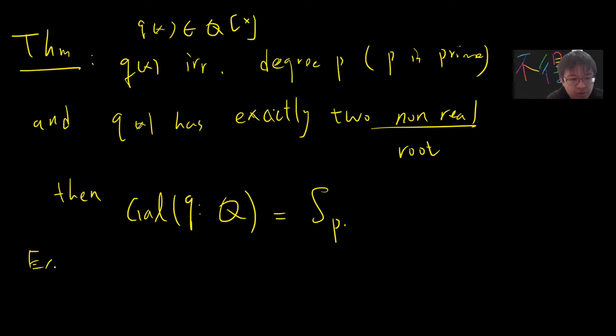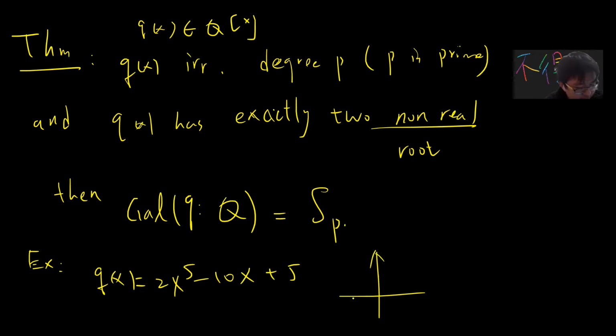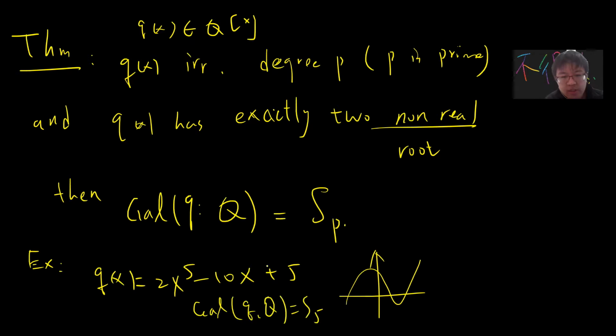For example, you can define Q(x) to be 2x^5 - 10x + 5. And then you can use your calculus to draw the graph, and you can check, which proves that the Galois group of this Q over Q will be S5. So this polynomial cannot be solved by radicals. Okay, so let's see a proof.